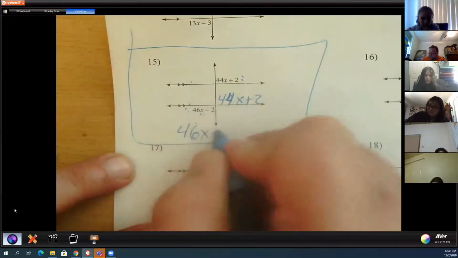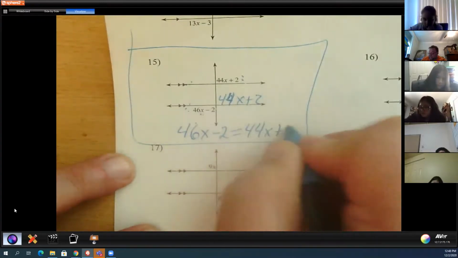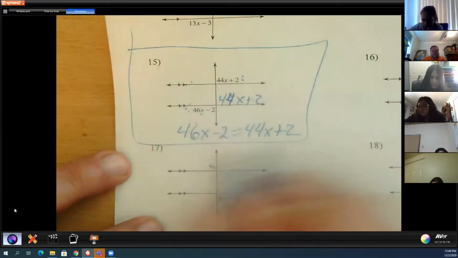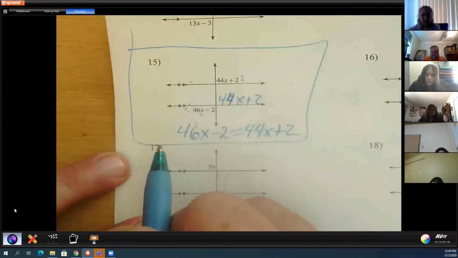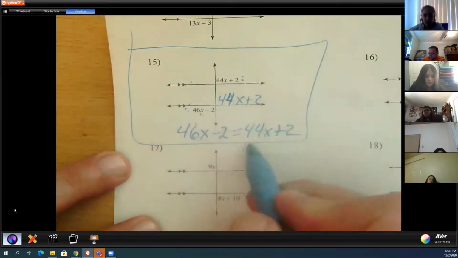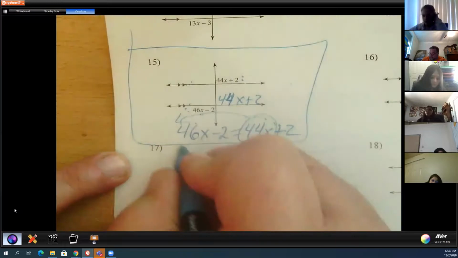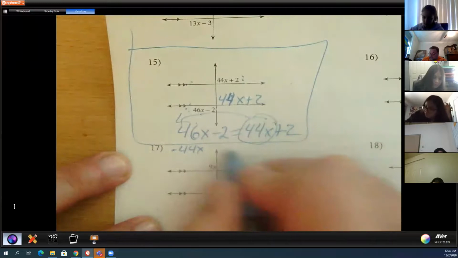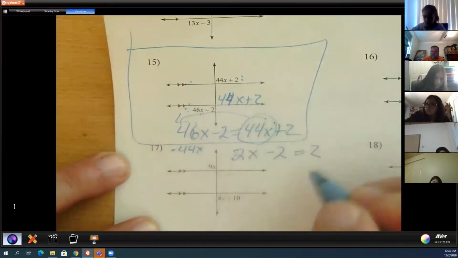So I'm going to set these two equal to each other. Okay. Now, I just have to solve this. Now I just have a simple multi-step equation, don't I? So I'm going to take this one and I'm going to move it over, and it's going to become negative 44x. And that's going to give me 2x minus 2 equals 2, right?